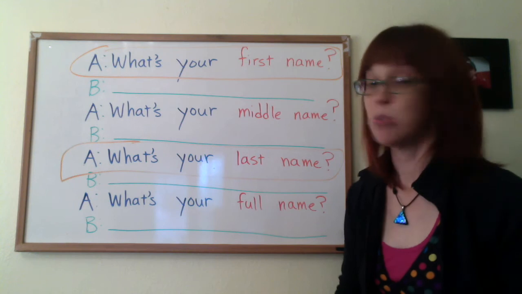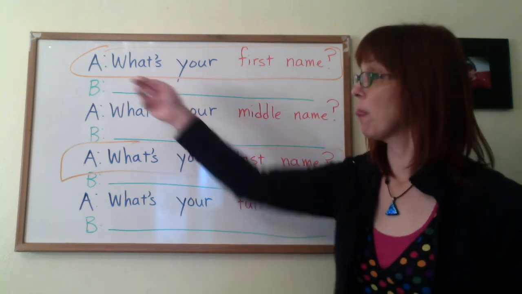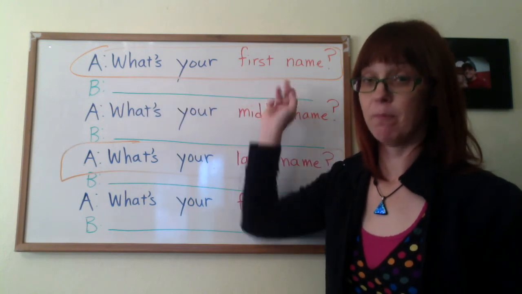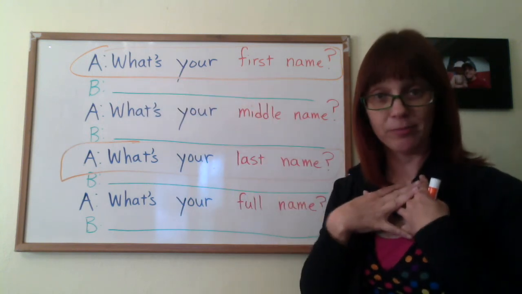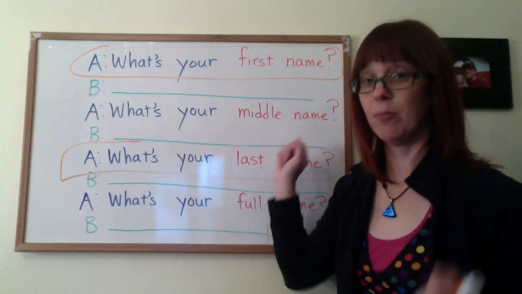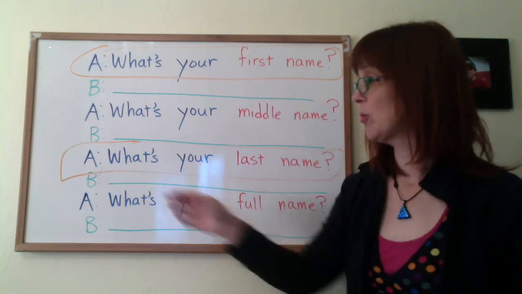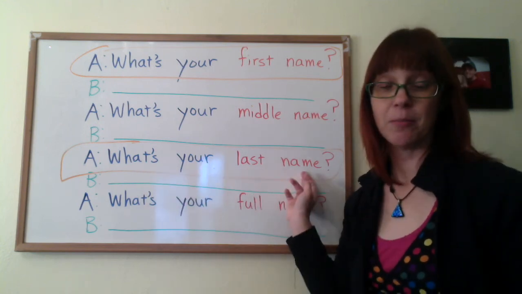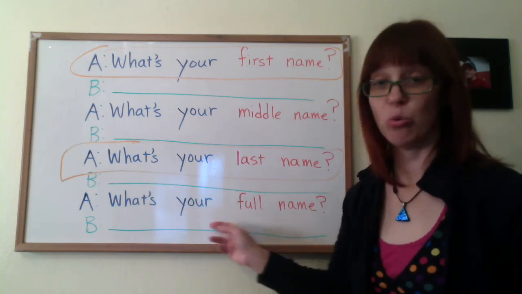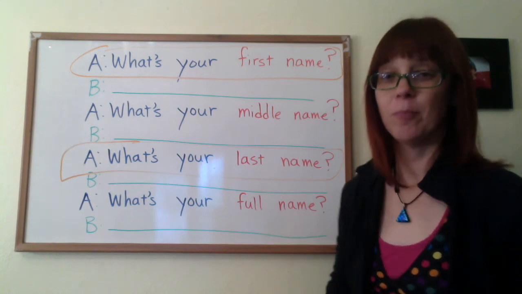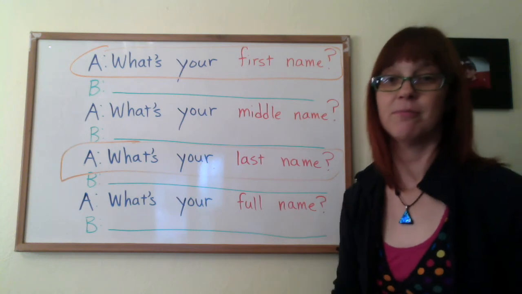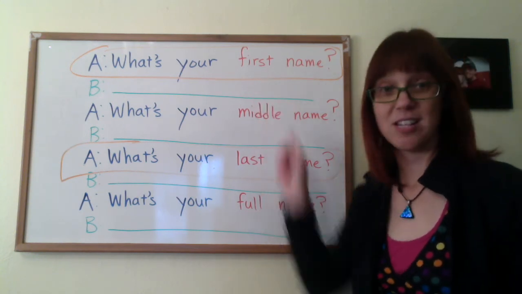Okay, so you can ask me. So you ask me. Jennifer. Joy. Truskowski. Jennifer Joy Truskowski. So we will practice these in the next class.